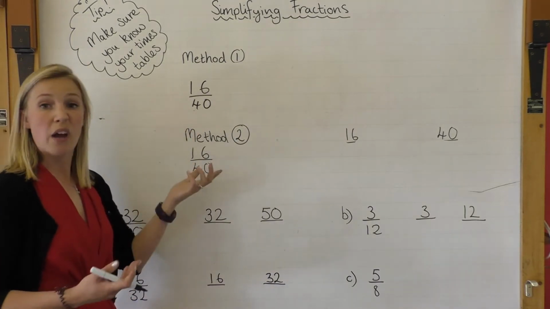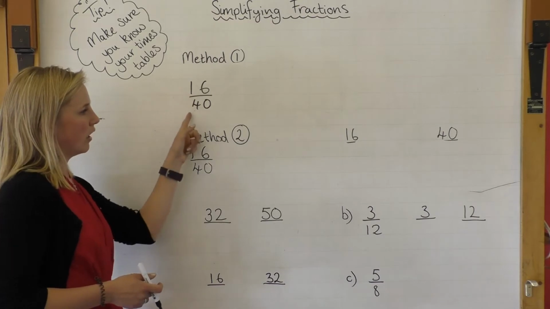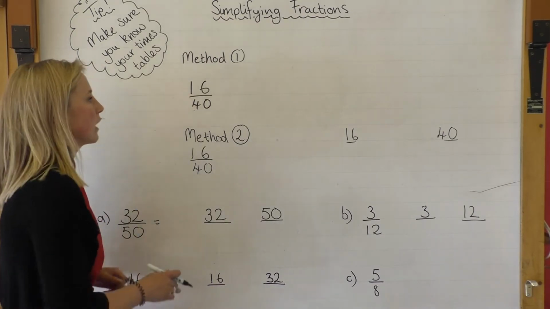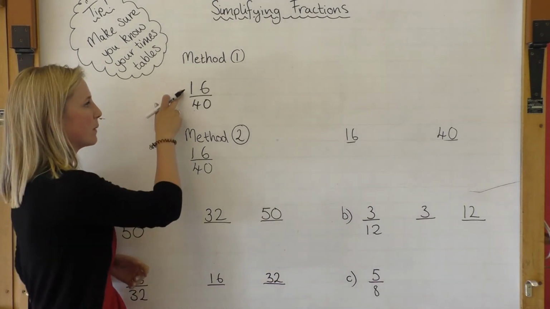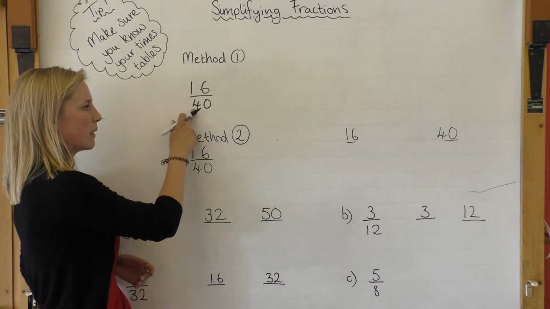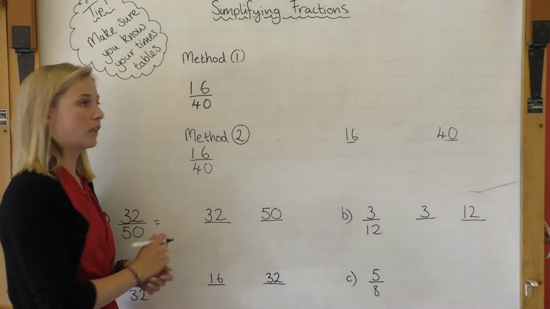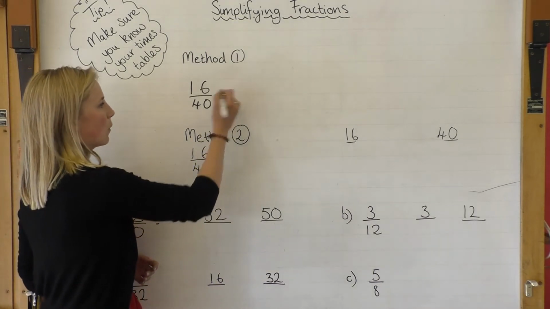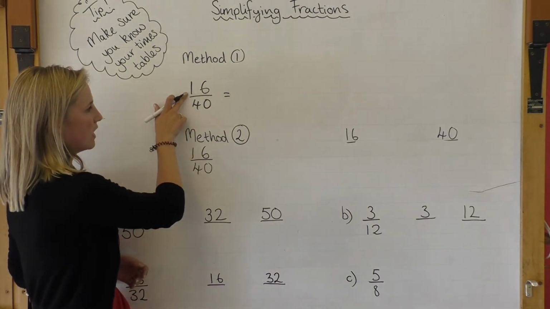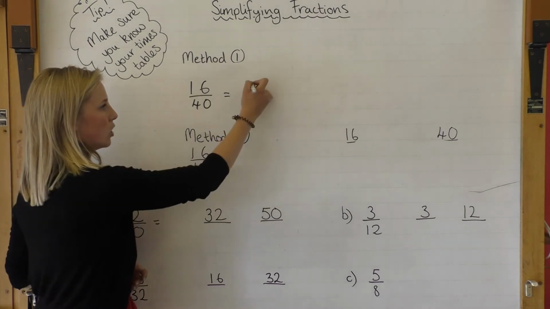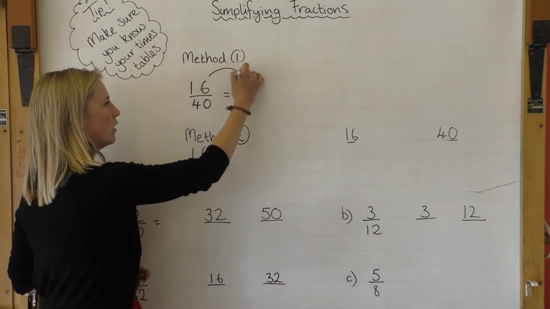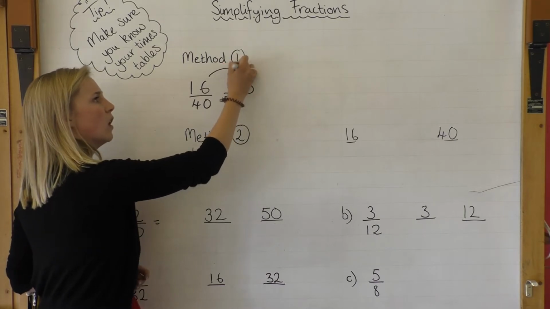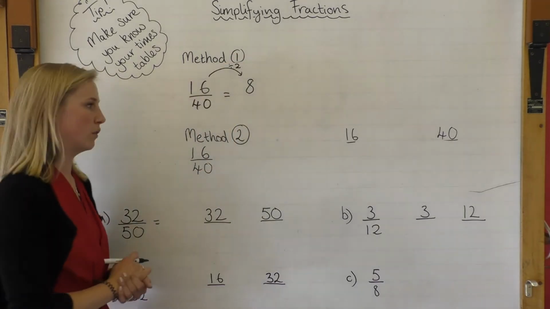What you do is you halve both your numerator and your denominator. Looking at this fraction here, I know I can halve it because my numerator is even and my denominator is even. So first of all, I'm going to start with my numerator, and I'm going to say 16 divided by 2 gives me 8. And I'm going to show that I have halved it or divided it by 2.